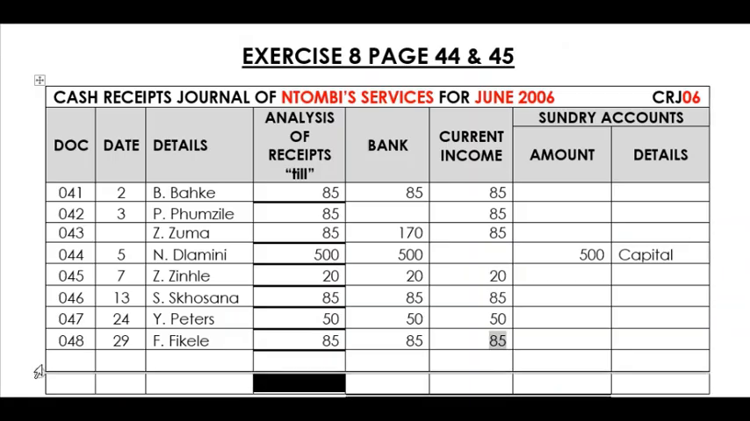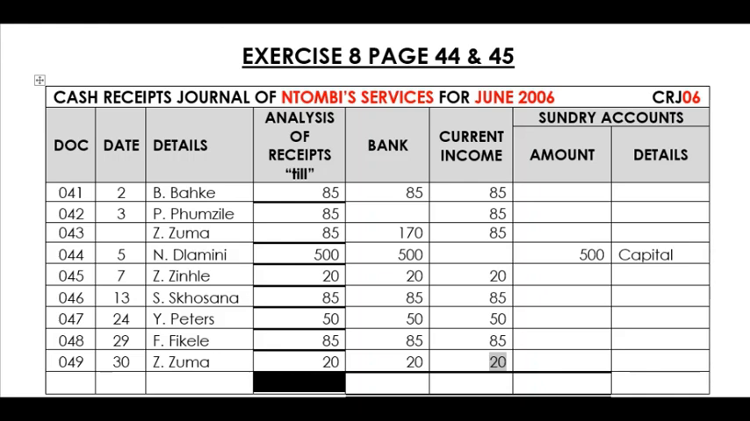Okay, so you will say receipt number 49. On the 30th, Zuma paid us, I'm lying, 20 Rand for cleaning his or her car. It's the only transaction for the day, so we can put the money in bank, and we received it for a service, so it goes to current income.